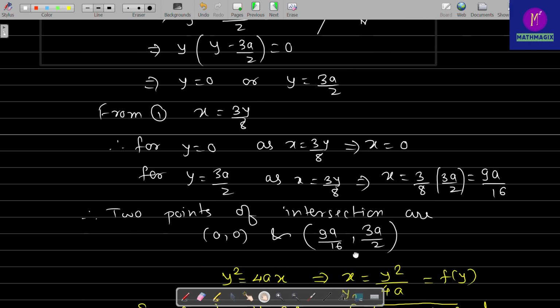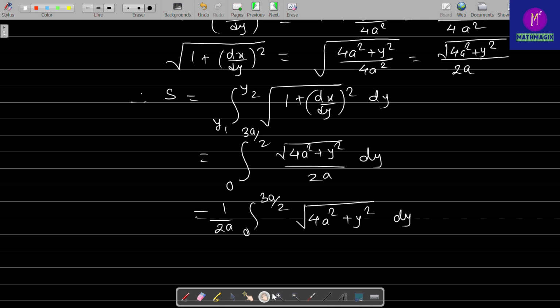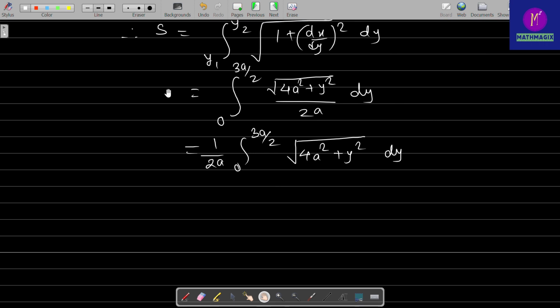So let us put those limits over here in this integration, 0 to 3a by 2. These are the limits that we will have in this case. Now 1 upon 2a is constant, which I can write outside the integration, and we will have inside the integration 0 to 3a by 2 square root of 4a square plus y square dy.